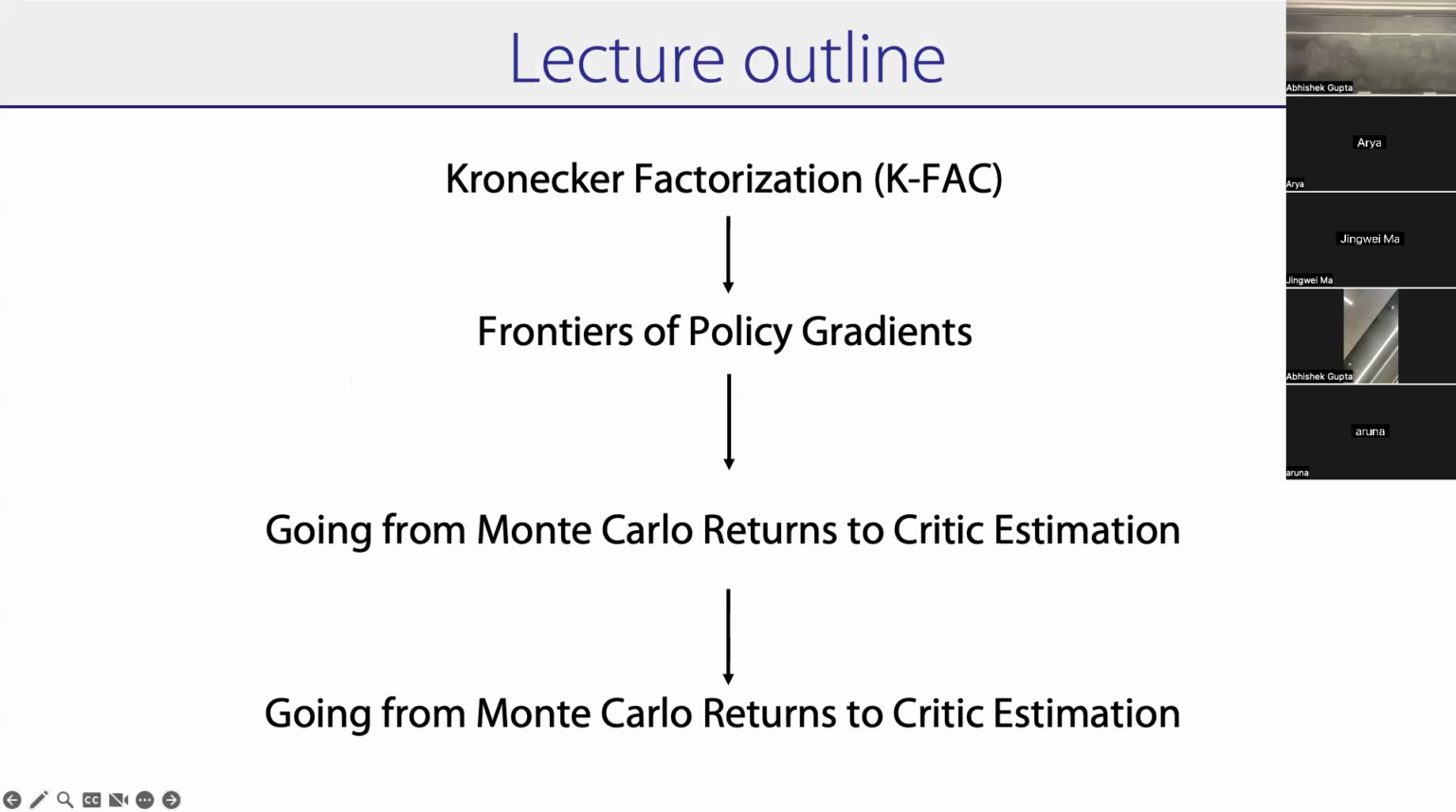Then I'll talk a little bit about what I think the frontier of policy gradient is. So what are interesting research questions yet to be asked in policy gradients and what should we think about? And then we'll talk about how we can go from Monte Carlo returns to off-policy critic estimations, things like actor critic, soft actor critic, TD3, things like that. And the second line is a typo, but we're going to talk about how to make this practical.